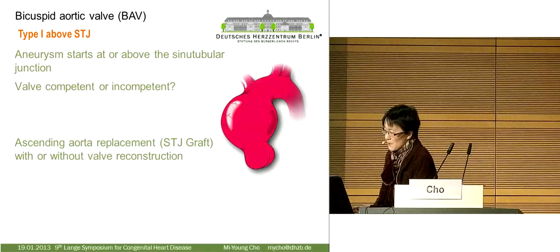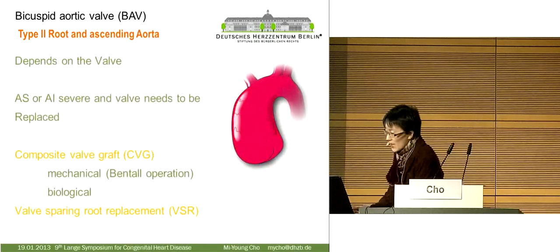And of course, it depends on how competent the valve is and if you need a reconstruction of the valve or not. But most of the times, if you have just an aneurysm in this part, so type 1, you just need graft replaced or ascending aorta replaced above the sinotubular junction. So if you have aortic root and ascending aorta dilatation, it depends mainly on the valve.